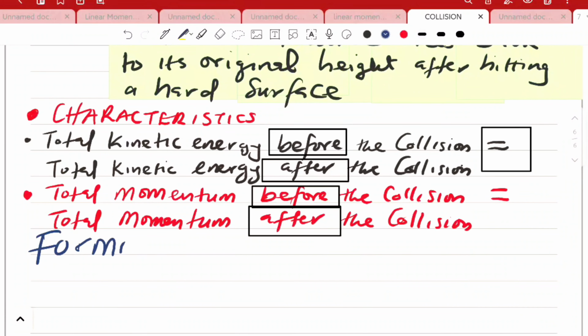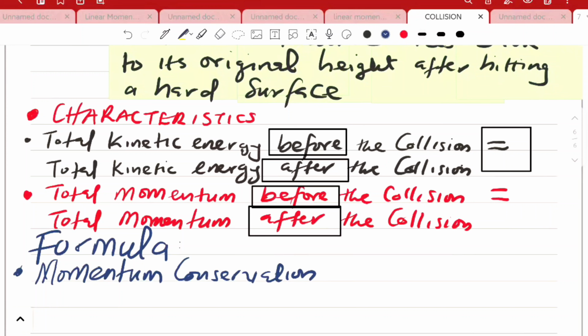Now, we want to derive a formula so that you can use that to solve your mathematical problems. Number one, we have momentum conservation.